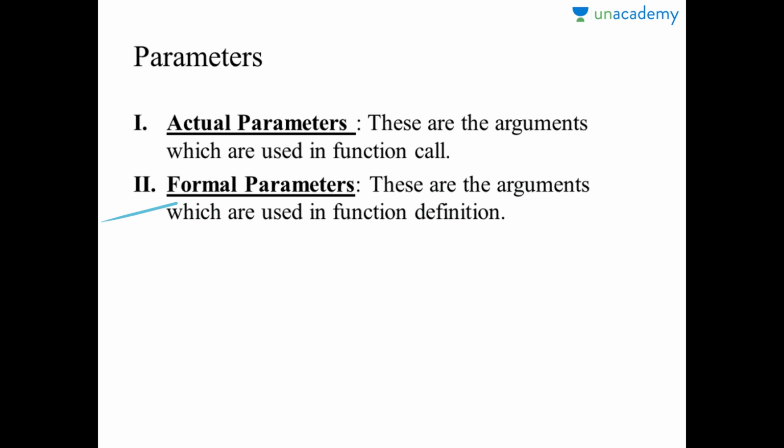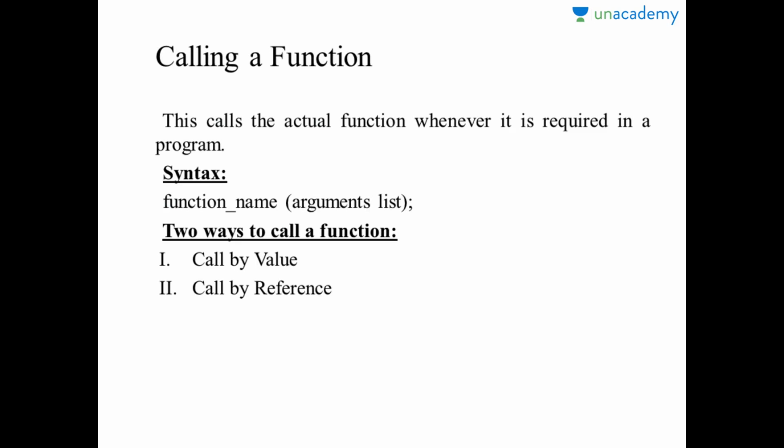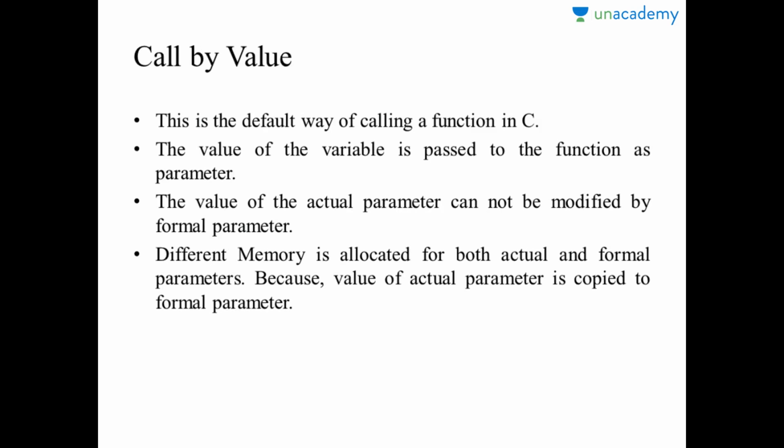So moving on, let us see how we can call these functions in a program. We can call a function in two ways: either by call by value or by call by reference method. Let's elaborate them one by one. But before that, this is the general syntax for calling a function. First, we put the function name and then the argument list. So the first one, call by value. This is the default way of calling a function in C, because you just need to directly pass the value in order to call it.